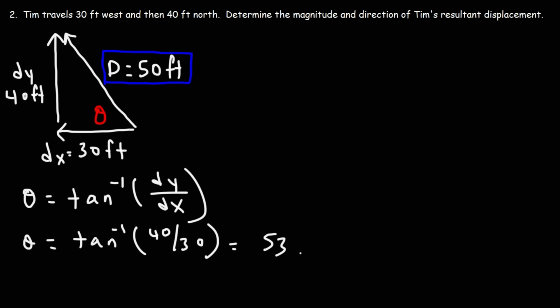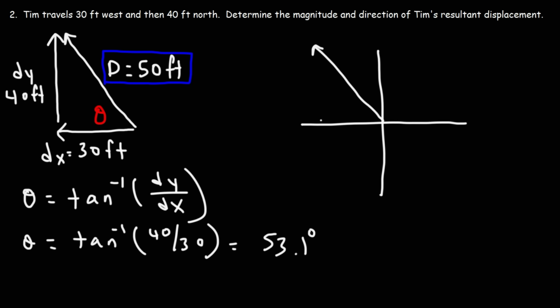So that's 53.1 degrees. Now let's get the angle as measured from the positive x-axis. So this angle here is 53.1 degrees. If we want to get the angle from the positive x-axis, it's going to be 180 minus 53.1 degrees. So it's 126.9 degrees counterclockwise from the positive x-axis.